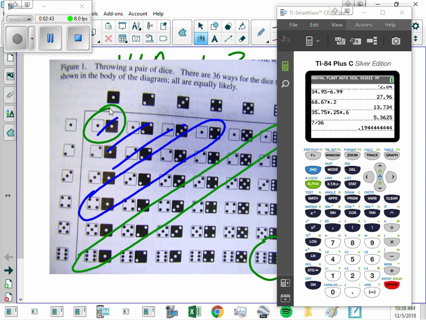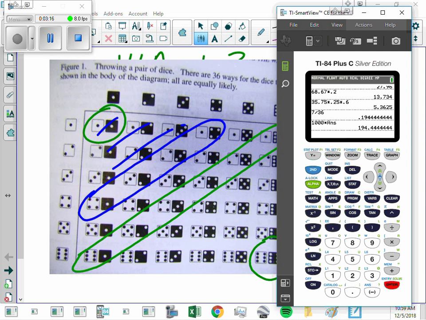Well, we expect 19.5% to be 7s. So if I took 1,000 and multiplied it by 19.44444, I get 194.4. Now, we would round this, right? You can't have half of a 7. Or at least you don't get credit for half of a 7.